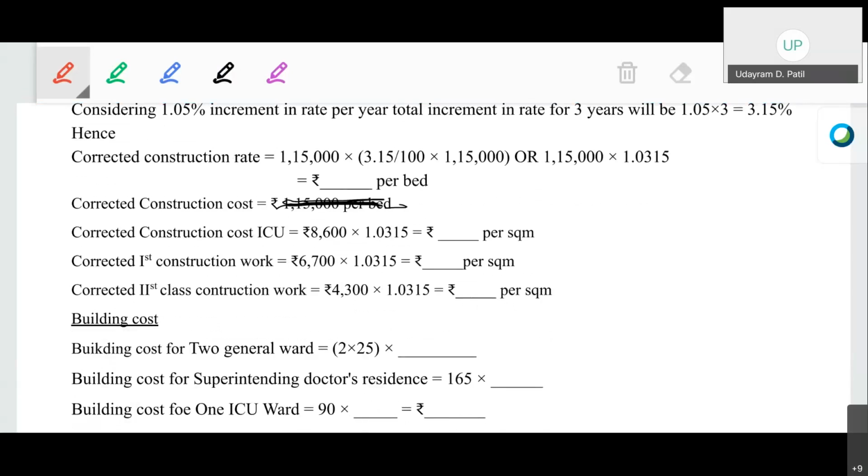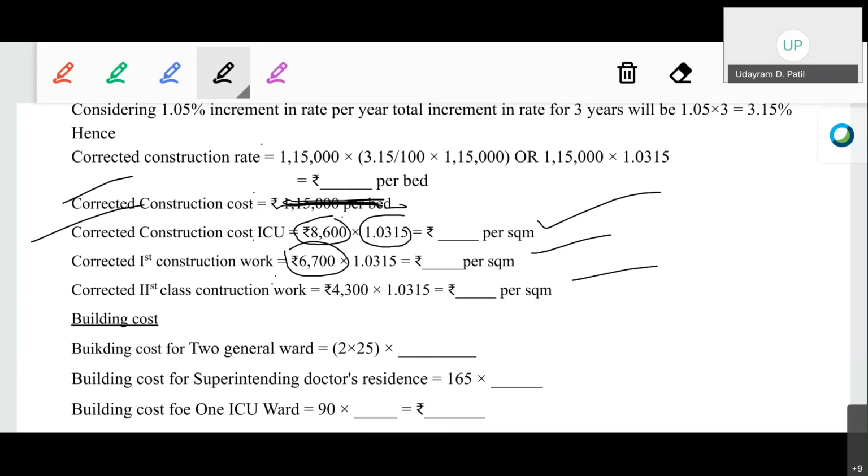Similarly, the corrected construction for the ICU, okay, the previous old rate was 8,600 multiplying with the 1.0315, that will give us the corrected construction rate for the ICU per square meter. Similarly, corrected first class construction work rate, use the rate of each one here. Okay, for the cost use that. Okay, 6,700 multiplied by again. Okay, calculate the corrected construction rates for each item of the work. For the general work, for the ICU work, for the first class construction work, and for the second class construction work. Okay.